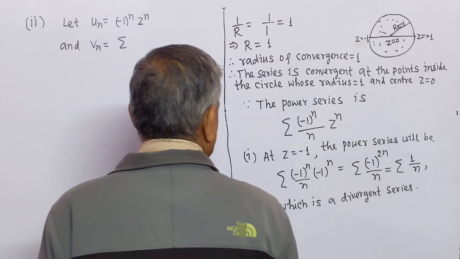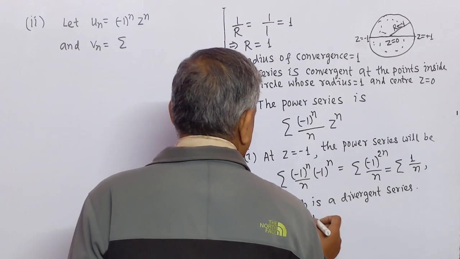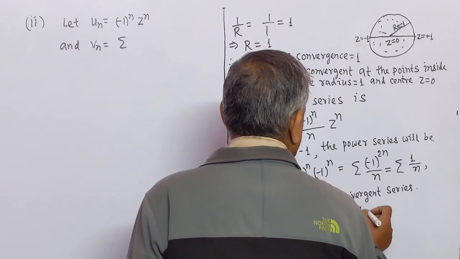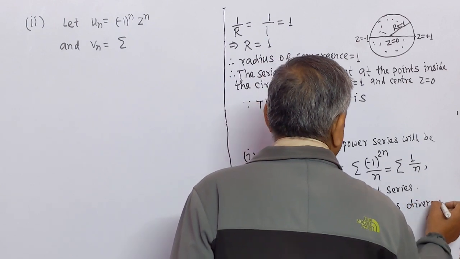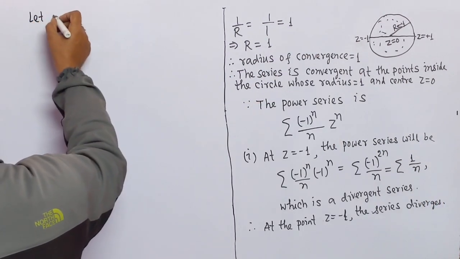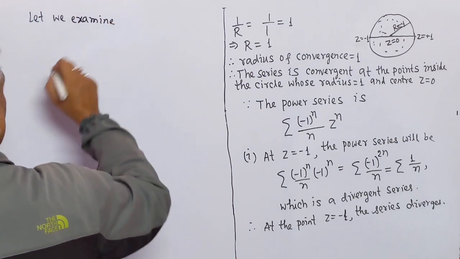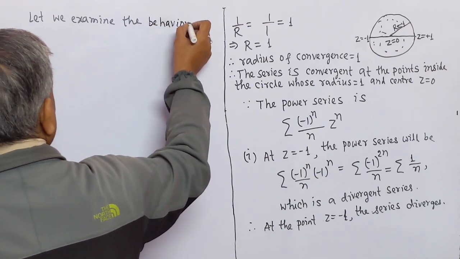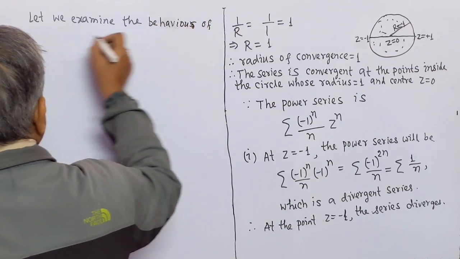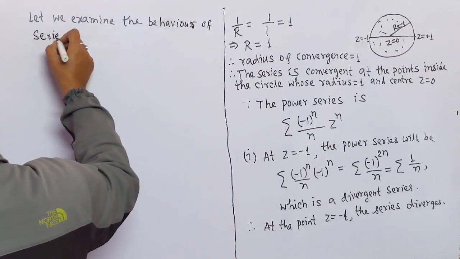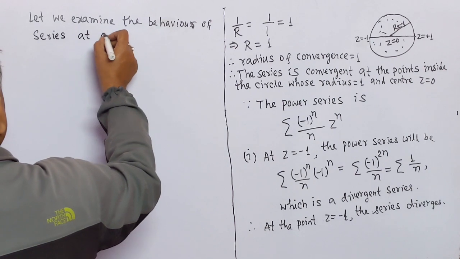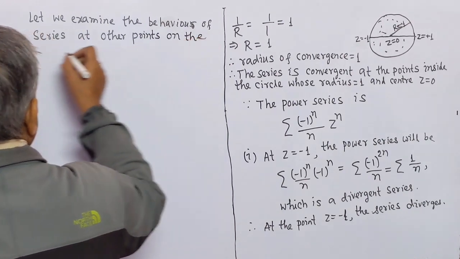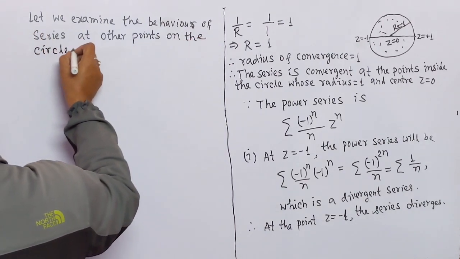Therefore, at the point z equal to minus 1, the series diverges. Let us examine the behavior of the series at other points on the circle. Number 2.